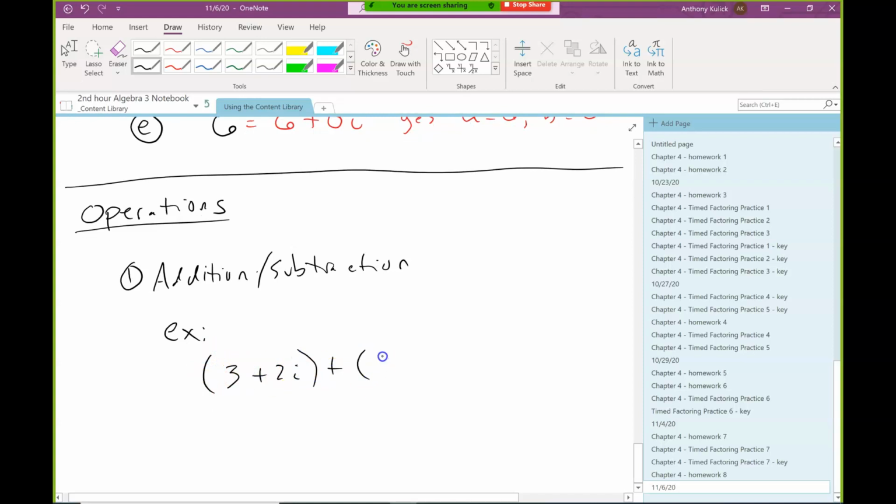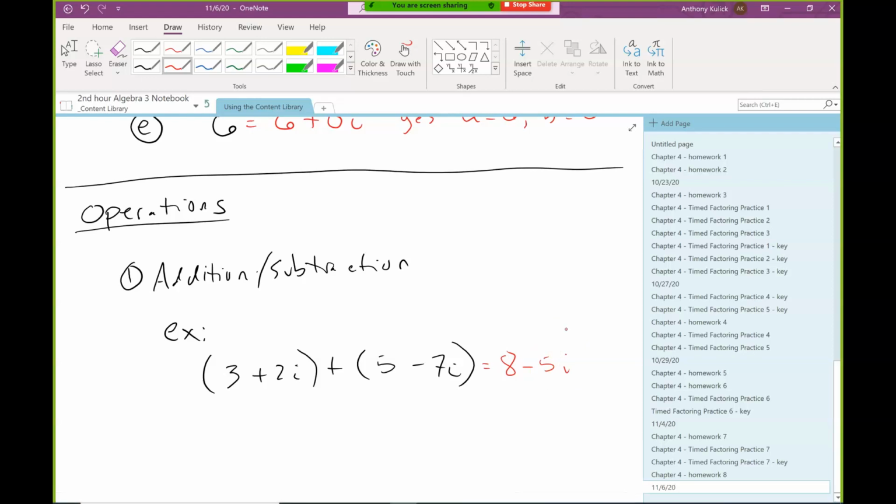Okay, let's say we have the complex number 3 plus 2i plus the complex number 5 minus 7i. To add two complex numbers, it's very easy. We just add the real parts together. So 3 plus 5 is 8. And we add the imaginary parts together. 2i plus negative 7i is negative 5i. Basically, all we're doing is combining like terms, right? We're treating the i just like we would a variable, and just combining the like terms. No big deal, right? Pretty easy.